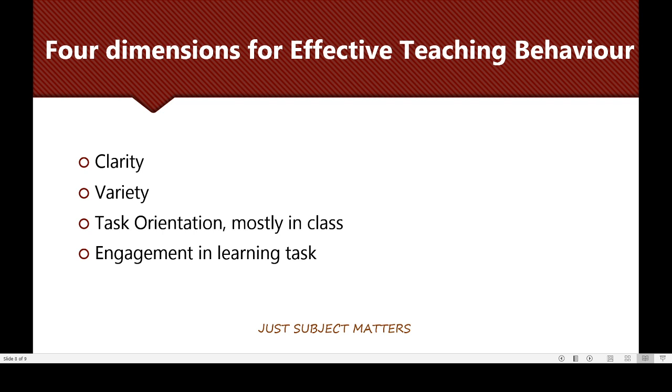And the last point is engagement in learning tasks. It is about self directed goals and drawing on new experiences. Students learning is a developmental activity, so they should develop concentration. The teacher should make the students complete the assigned homework or task on time. The teacher should guide the students to have some self-directed goals. So these are the 4 dimensions of effective teaching behavior.